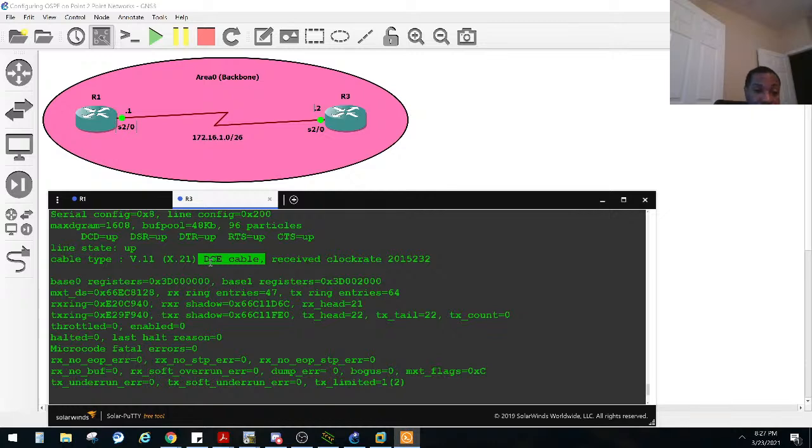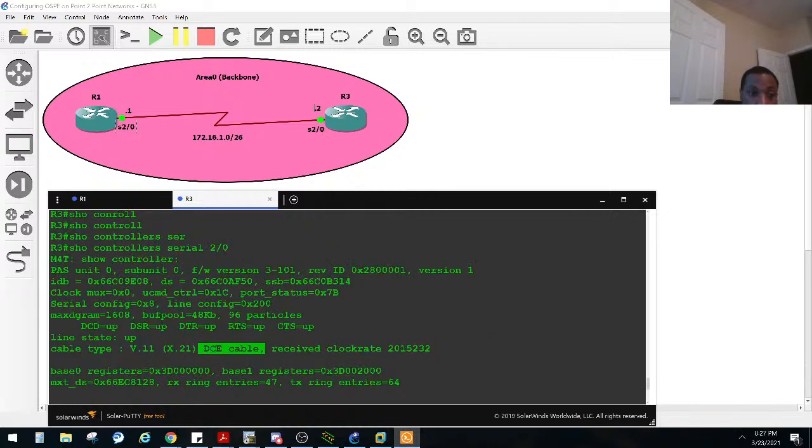And I'm gonna test that tonight just to be sure, because this don't make no sense. The side that's doing the clocking is usually the one that says DCE. The one that's receiving the clocking is gonna say received, and then DTE. So that's what I'm confused about.